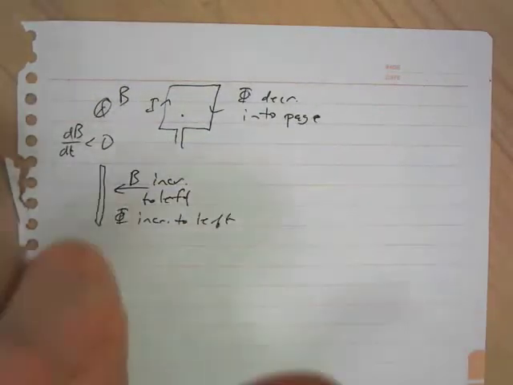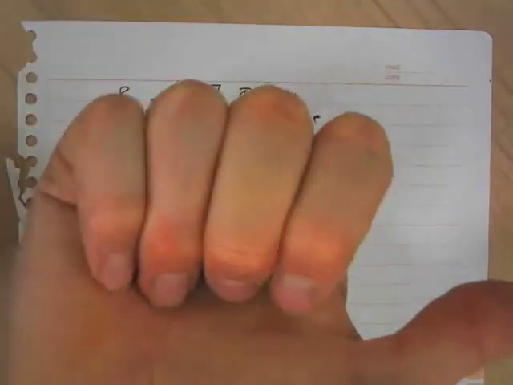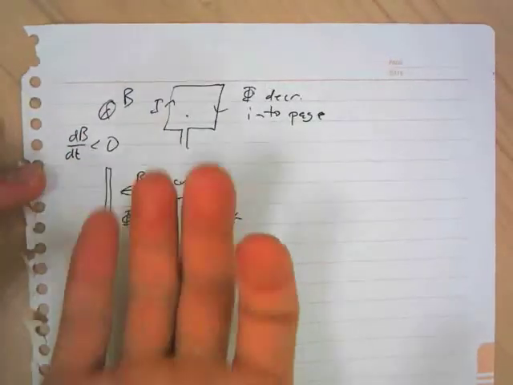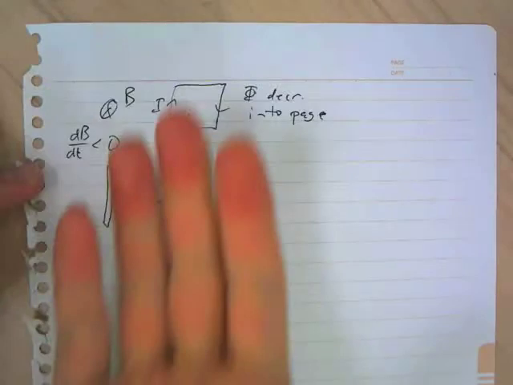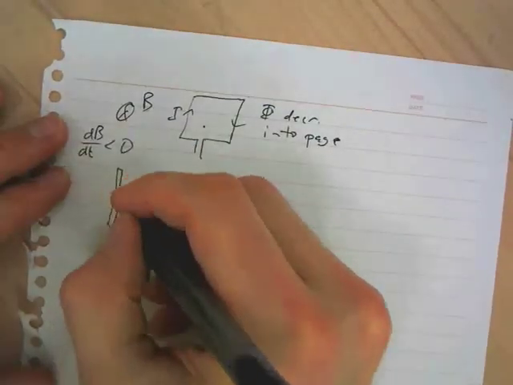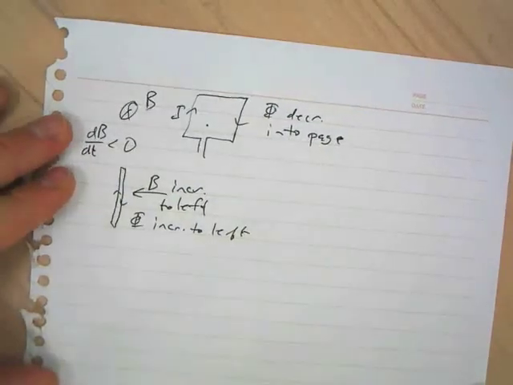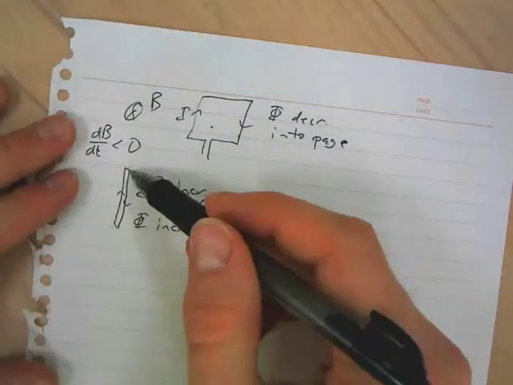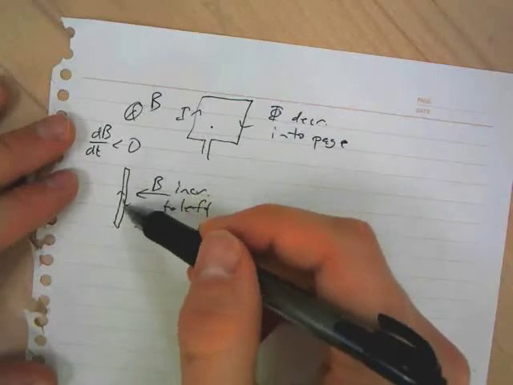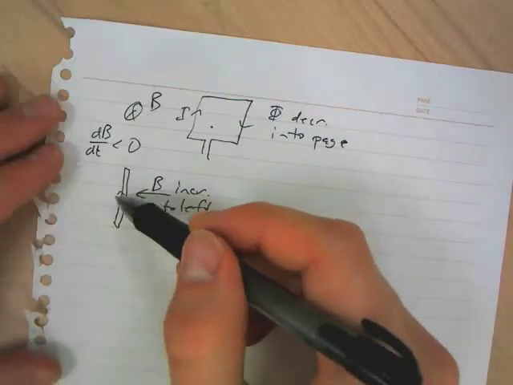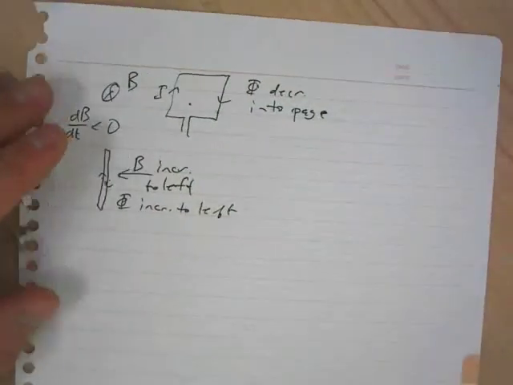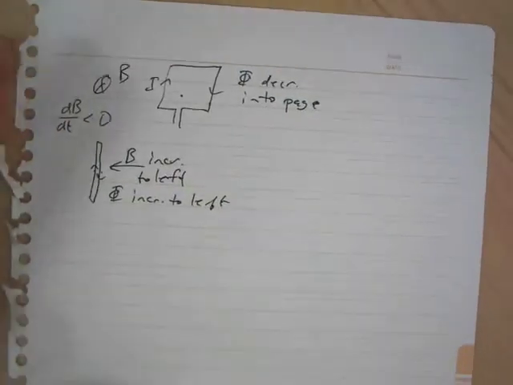Flux is increasing to the left, so it tries to oppose that change. It wants to generate a B field to the right. In order to generate a B field to the right, the current goes this way, curls around this way. And so that's like this, as I've drawn my little loop. In the side of the loop nearest to us, the current would be going downward. On the side of the loop furthest from us, the current would be going upward. And so hopefully you've got a good idea of how to deal with that.